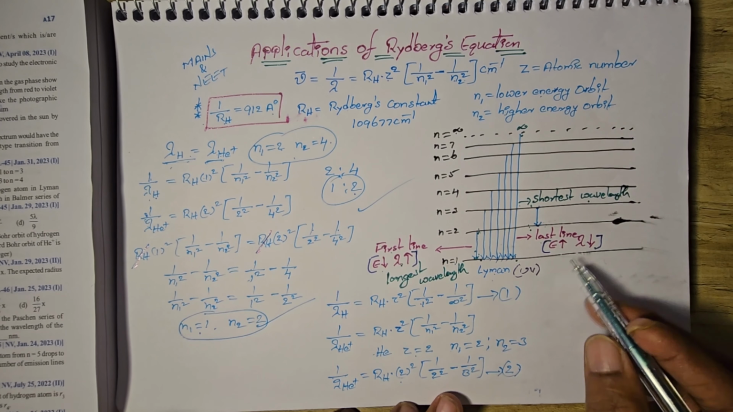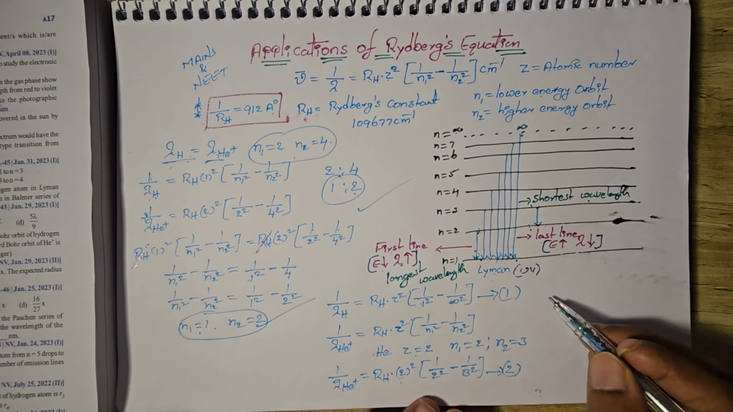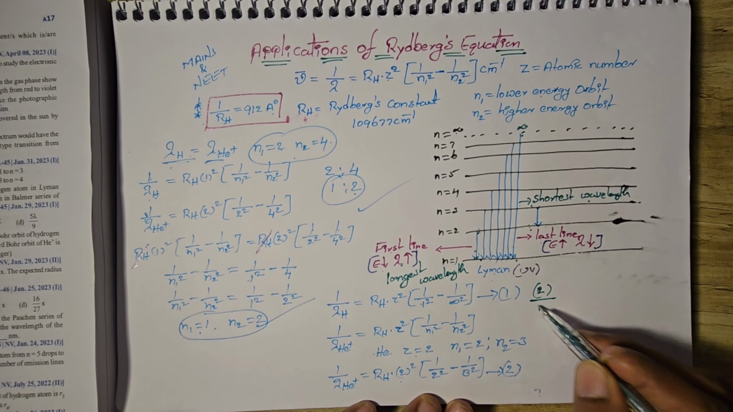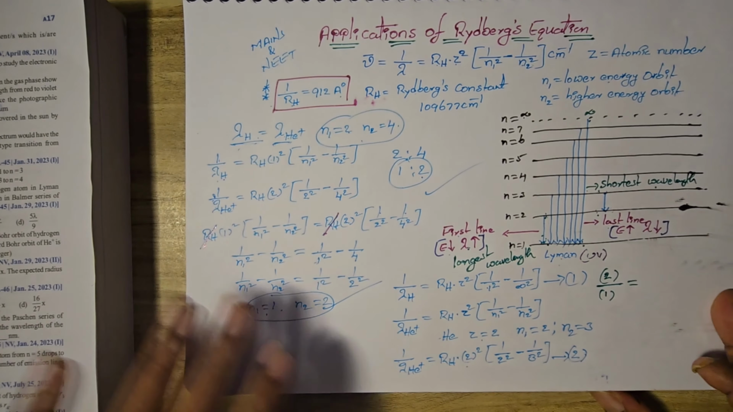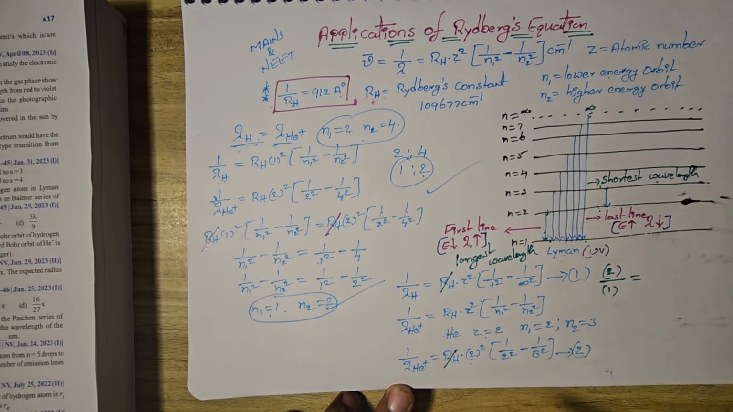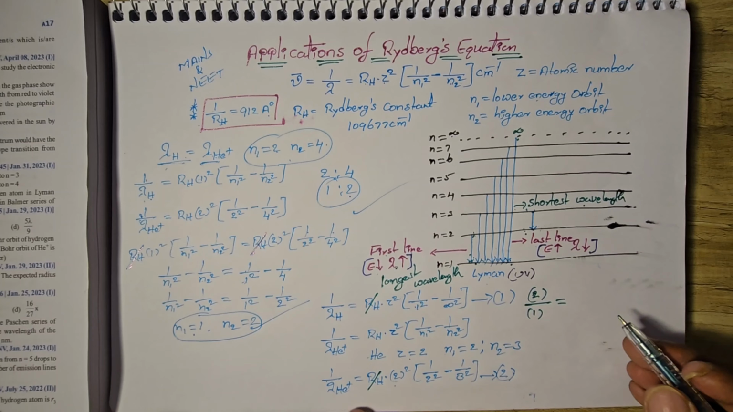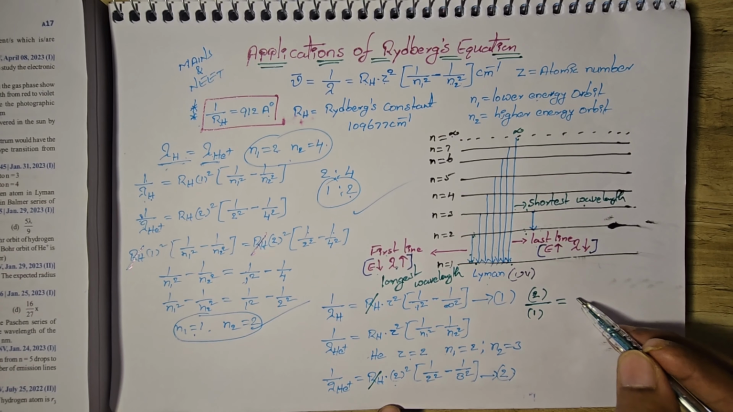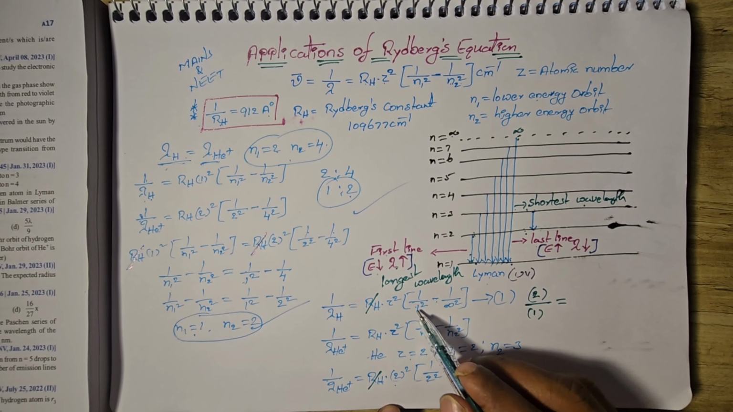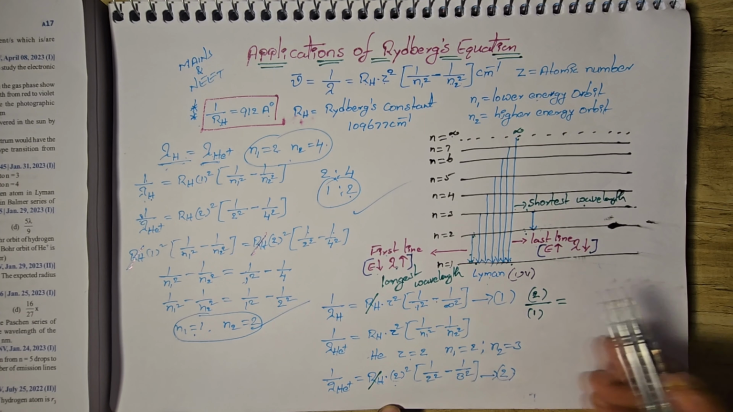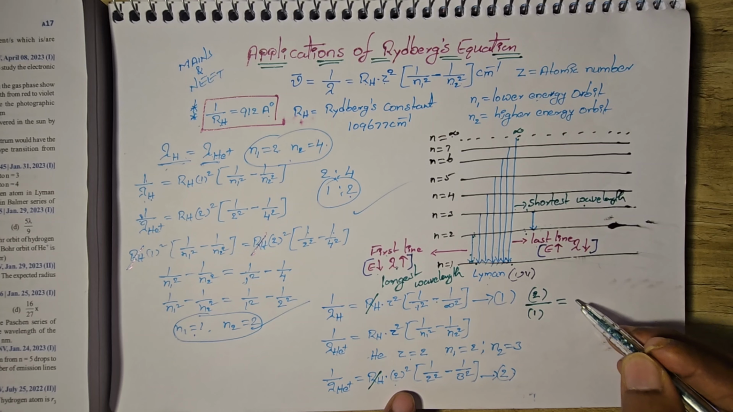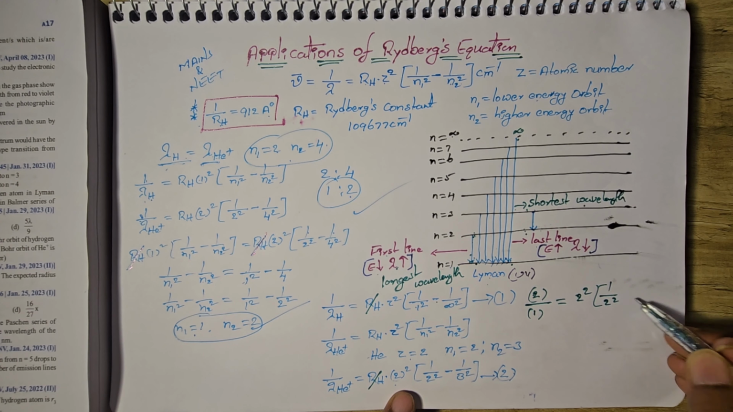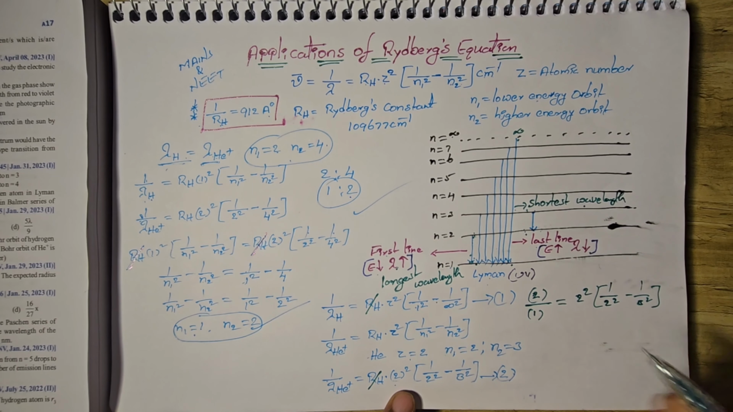Now from equations 2 and 1, divide equation 2 by equation 1. What is the cancellation here? RH cancelled. What is remaining? Z square, hydrogen atomic number 1. So 1 by 1 square minus 1 by infinite square; nothing is remaining here. What is remaining here? 2 square, 1 by 2 square minus 1 by 3 square.